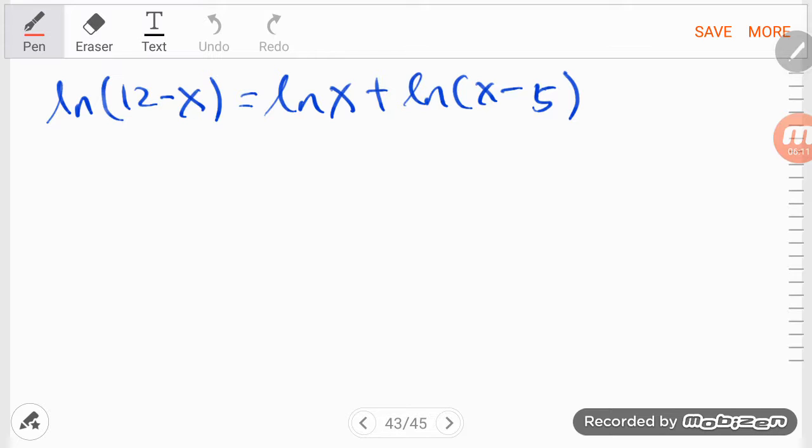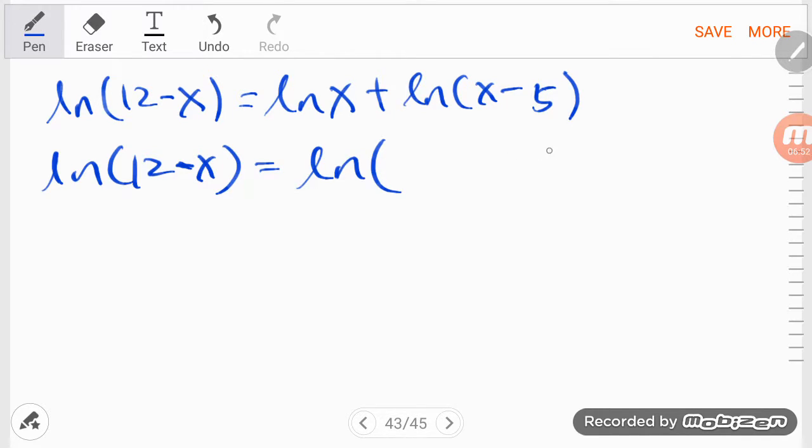In this example, we have natural log, ln. And on the left, if we didn't have this part, then it's easy, right? But now we can't just say 12 minus x is equal to x plus x minus 5. That doesn't make sense, right? This is wrong, so we can't do that. But what we can do is, my left-hand side, I'm not going to touch it, but my right-hand side, let's try to combine these two log terms into one.